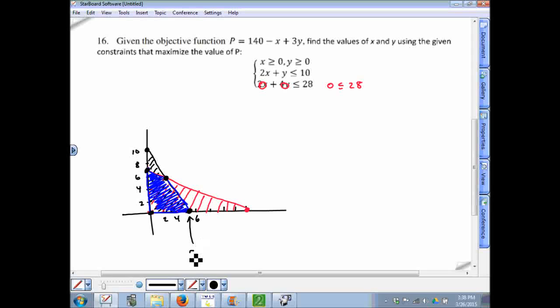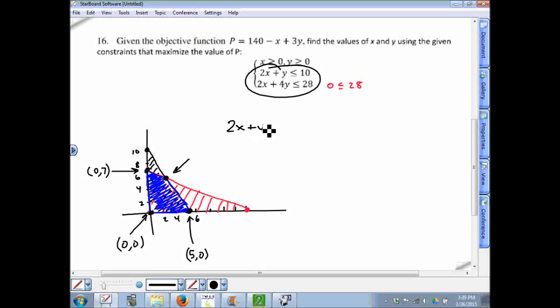That one, for example, is 5 comma 0. That one obviously is 0 comma 0. That one is 0 comma 7. To find this one, since it's the intersection of two lines and not the intersection of a line with an axis, you've got to solve a system of equations for those two lines. So we have 2x plus y equals 10, and 2x plus 4y equals 28. If you multiply the top one by a negative and add these together, you're going to get 3y equals 18, y equals 6.